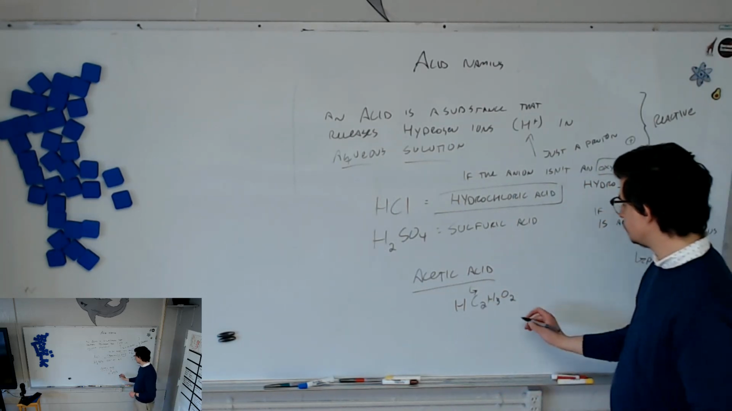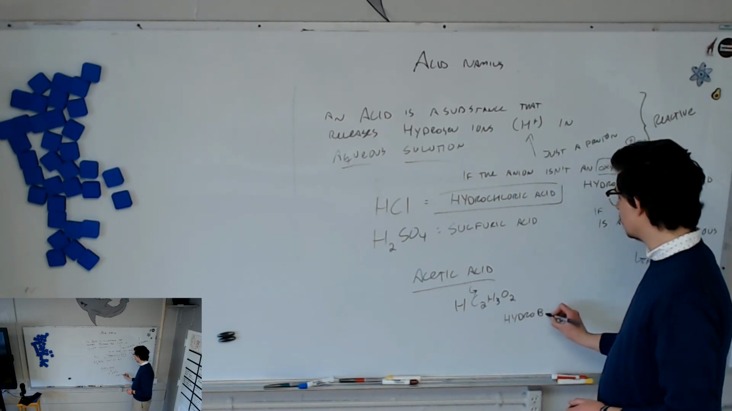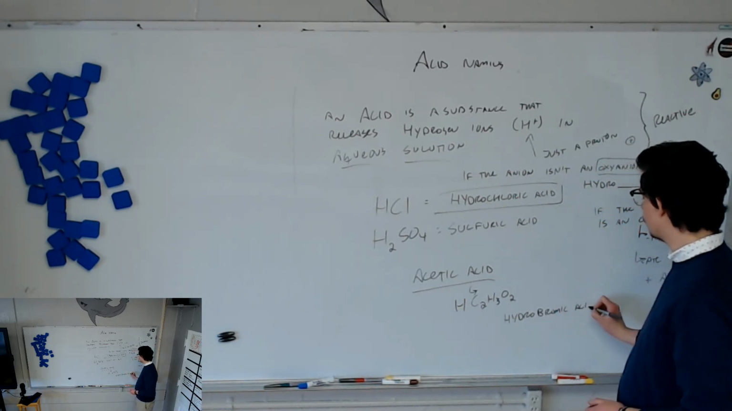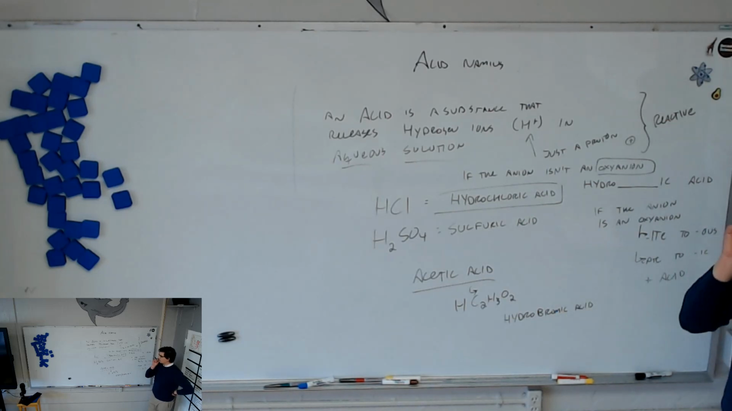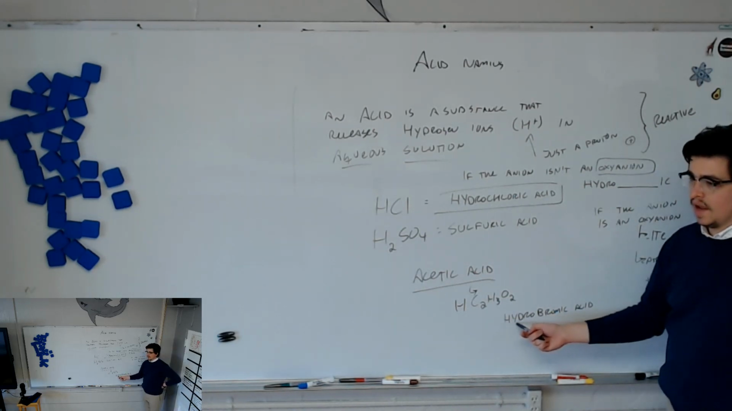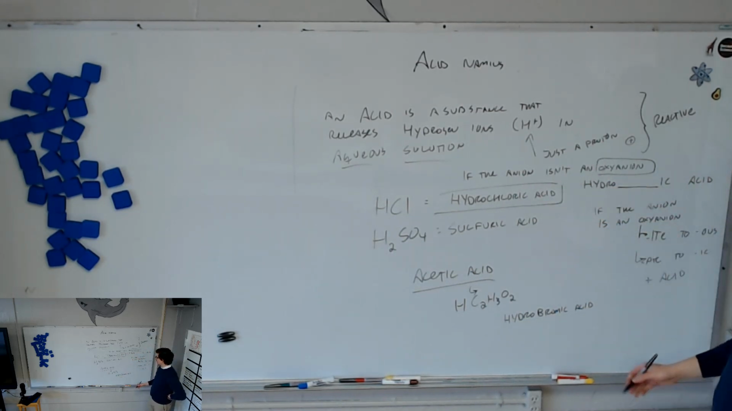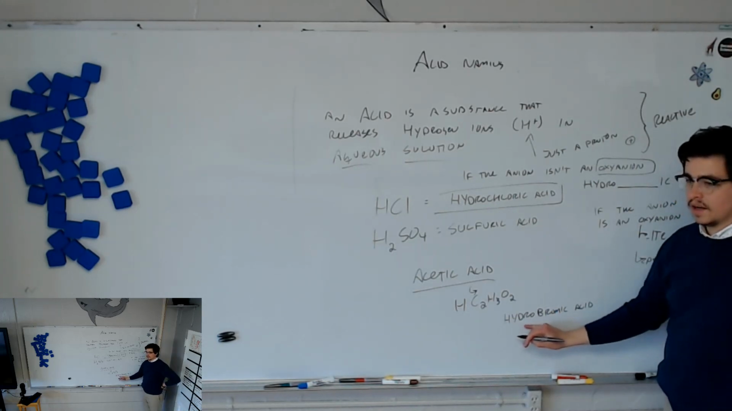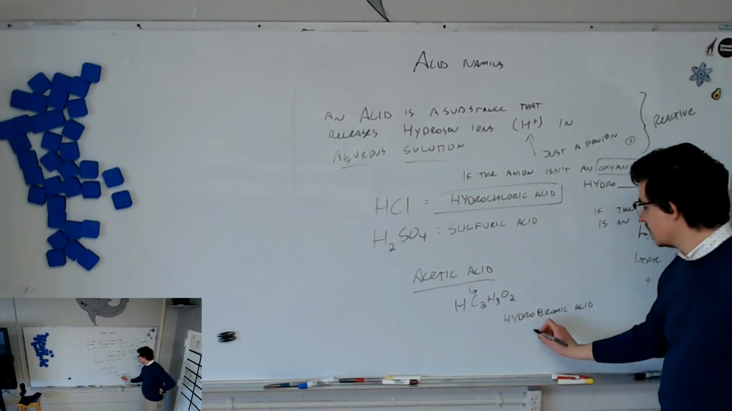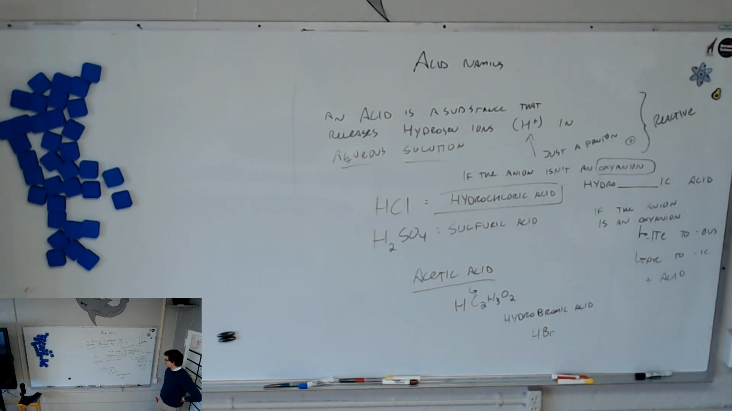Or let's do this one. Hydrobromic acid. So when we see the hydro, what does that mean? The anion was what? It's an acid, yeah, but when we see hydro, it means that the anion was what? Go back up here. If the anion isn't an oxyanion. So, was this an oxyanion? No. So what must it be? It's just HBr. It's just from the bromine ion.